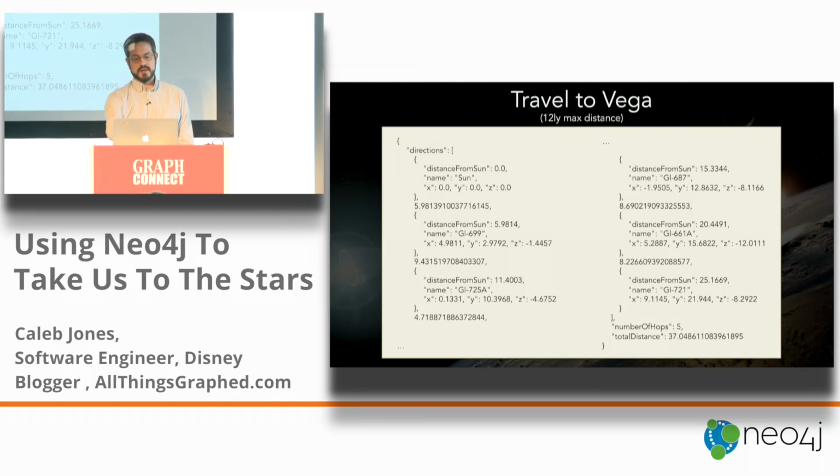And then at the end, I put the number of hops it takes to get to Vega, assuming 12 light year max distance, is 5. And total distance is 37 light years, which is just kind of a sanity check, right? You would expect that to be greater than the straight shot distance to Vega, which is 25 light years, right? If you have to hop to these things, you're going to be meandering a little bit.